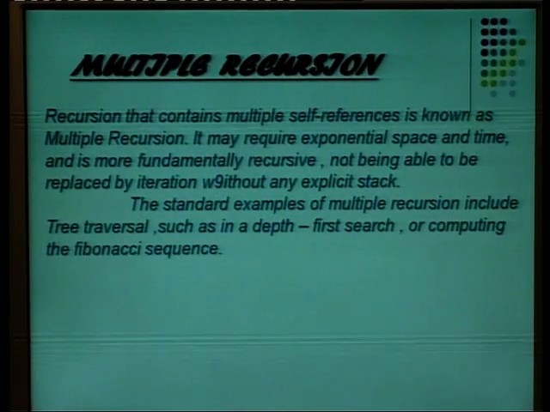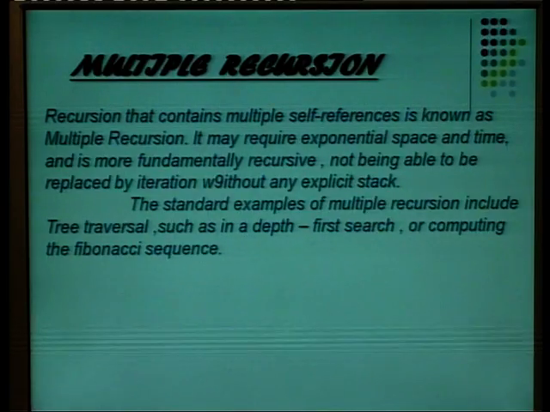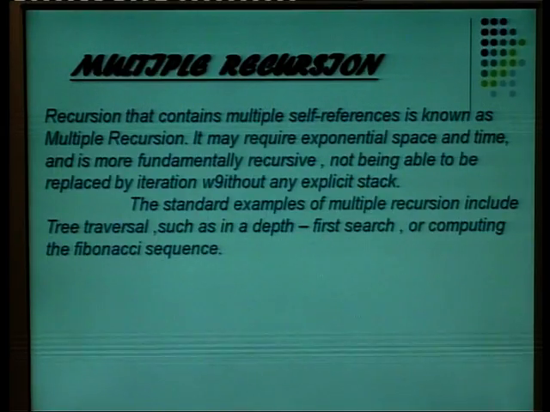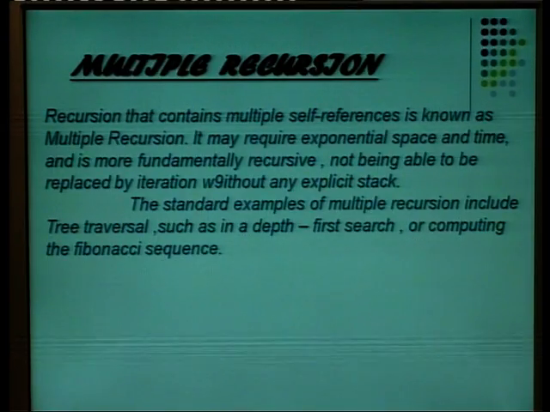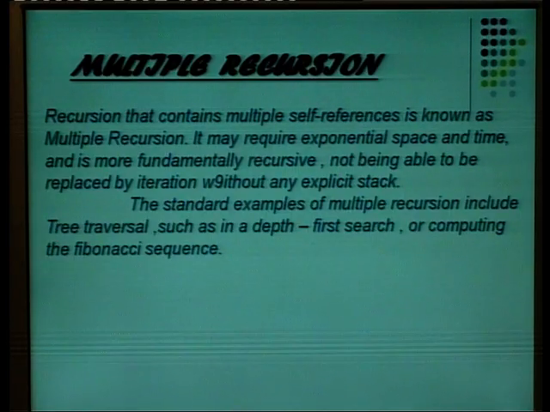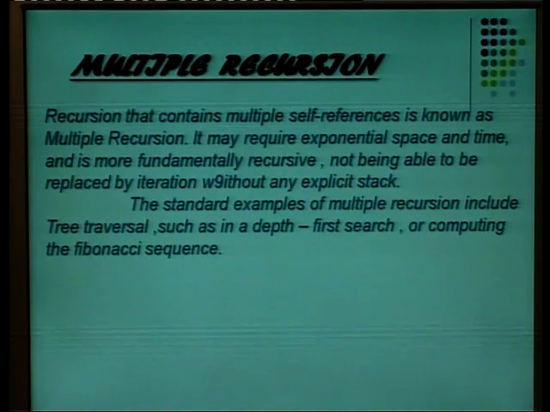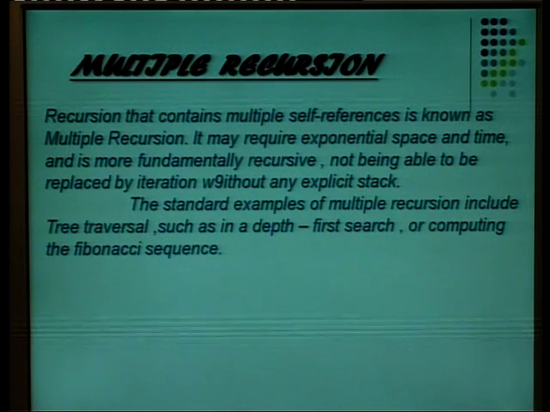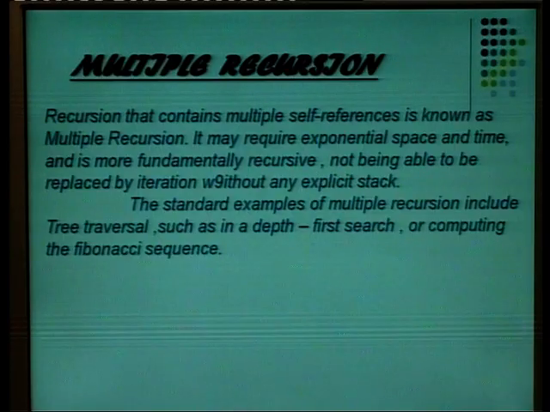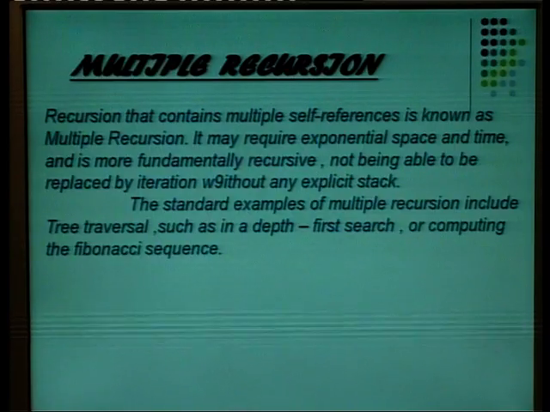Multiple recursion. A recursion that contains multiple self-references is known as multiple recursion. It requires exponential space and time. It is more fundamentally recursive, not being able to be replaced by iteration without an explicit stack. Standard examples of multiple recursion include tree traversal, such as in a depth first search, or computing the Fibonacci sequence.